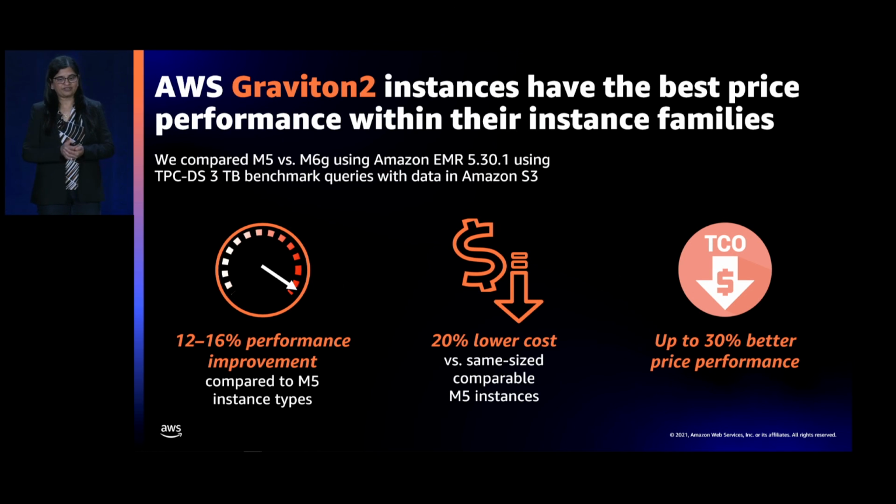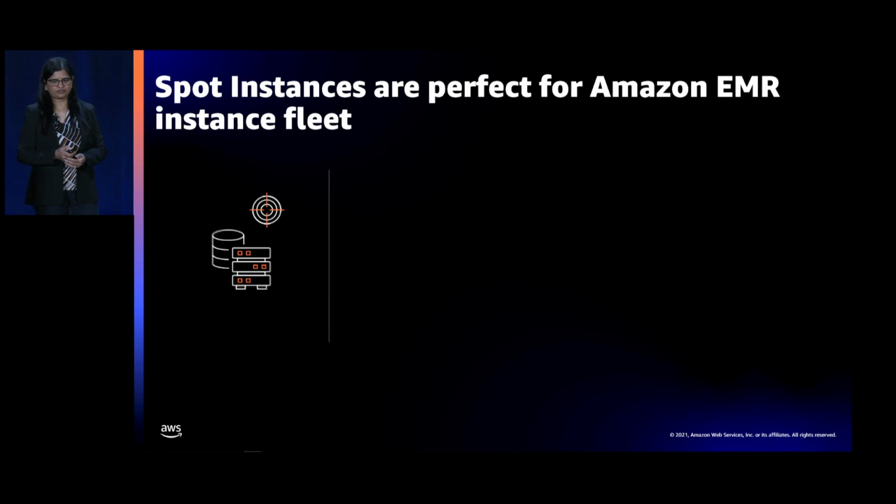We launched support for Graviton instances that have the best price performance within their instance families. Compared to M5, the M5g instances using Amazon EMR 5.30.1 have given us a performance gain of about 12 to 16% when compared to non-Graviton instances in the same family. Similarly, you can lower your costs by up to 20% with Graviton instances. So overall, we have seen up to 30% better price-performance ratio.